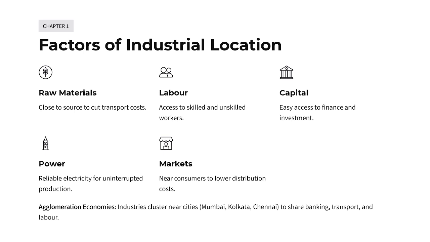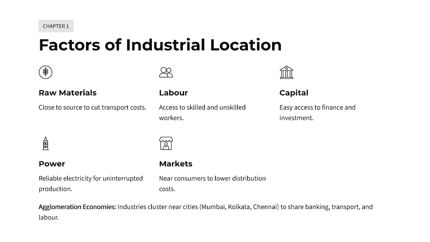Let's see next. In order to start any factory or industry, a few factors are required. One is raw material. We should be very close to the place of manufacturing so that the transport cost will be reduced. Then labor. To run any industry or factory, we need two types of labor, skilled labor and unskilled labor.